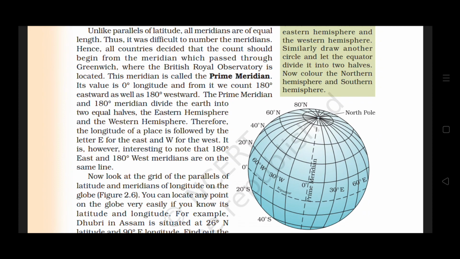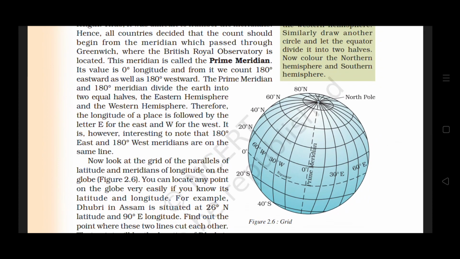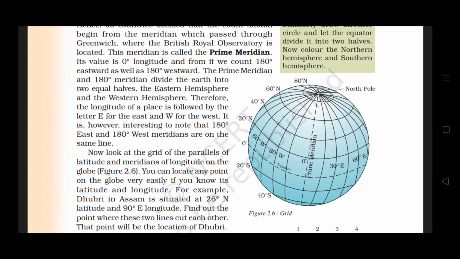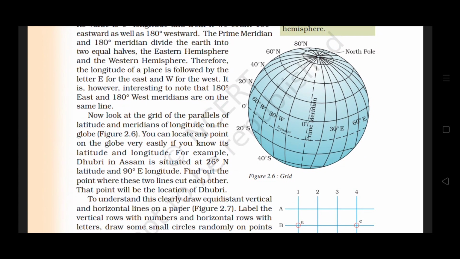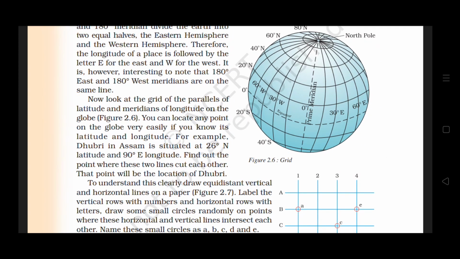Its value is 0 degree longitude, and from it we count 180 degree eastward as well as 180 degree westward. The prime meridian and 180 degree meridian divide the earth into two equal halves, the eastern hemisphere and the western hemisphere. As we have been discussing, the longitude divides the earth into these two equal halves. Therefore, the longitude of a place is followed by the letter E for east and W for west. We know this from our previous discussion about latitude. The same thing happens with longitude. We use the suffixes E and W, as we used N and S for latitude.